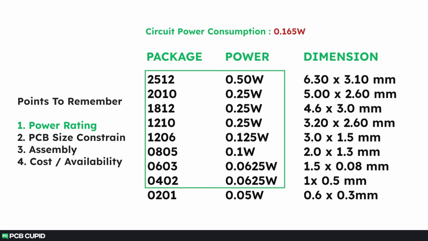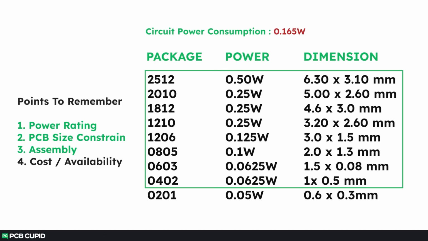Since now we know the range of package options we have based on the power rating, we need to shortlist these values based on the size constraint in the PCB, ease of assembly, and finally the cost. In terms of size constraint, we have plenty of space on the PCB, and also we need to place only 3 resistors. So still our option lies between 2512 to 0402.